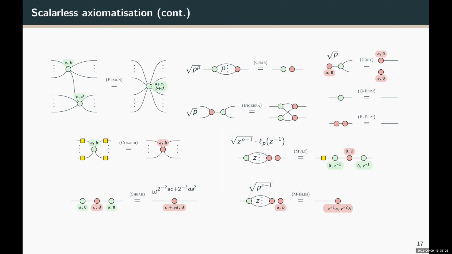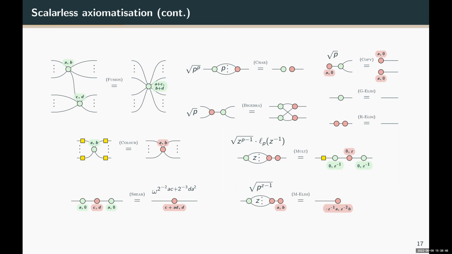Okay, so are there any questions on the axiomatization before I go any further? Okay, it seems like there aren't any questions, so I'll forge ahead.